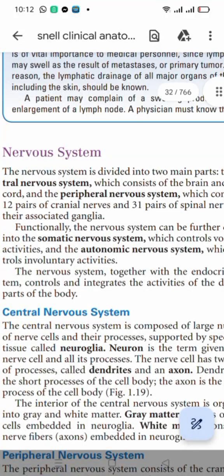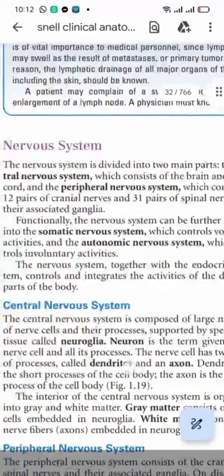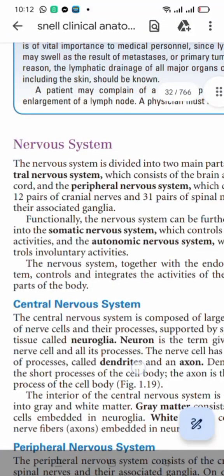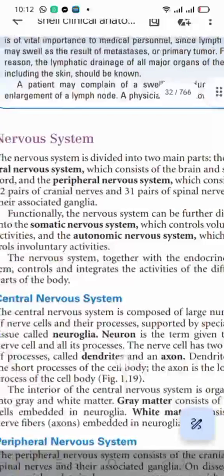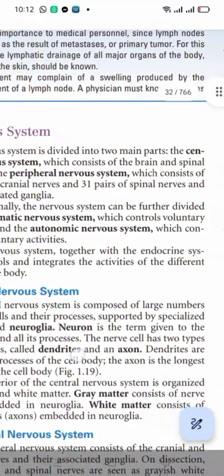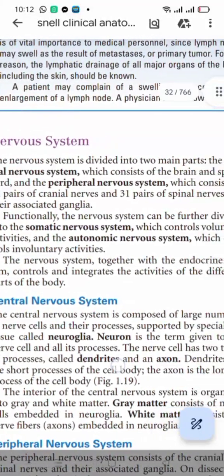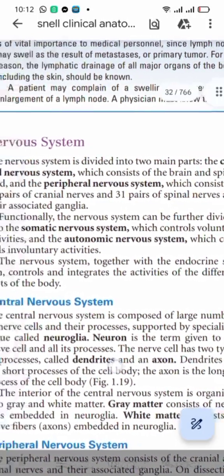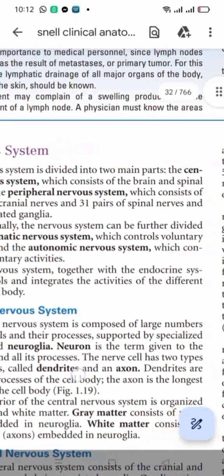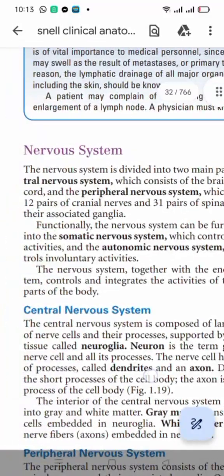Nervous system. The nervous system is divided into two main parts: the central nervous system, which consists of the brain and spinal cord, and the peripheral nervous system, which consists of 12 pairs of cranial nerves and 31 pairs of spinal nerves and their associated ganglia. Functionally, the nervous system can be further divided into the somatic nervous system, which controls voluntary activities, and the autonomic nervous system, which controls involuntary activities. The nervous system, together with the endocrine system, controls and integrates the activities of the different parts of the body.